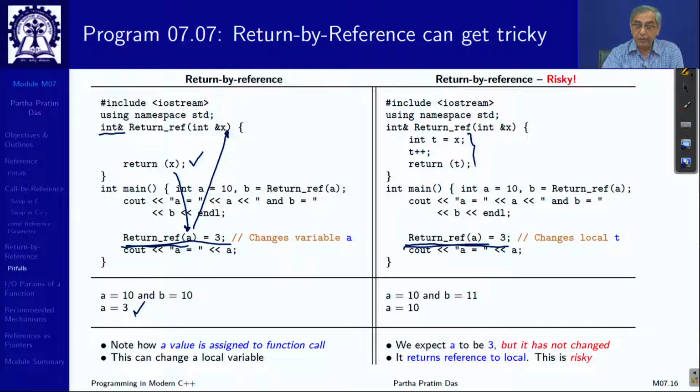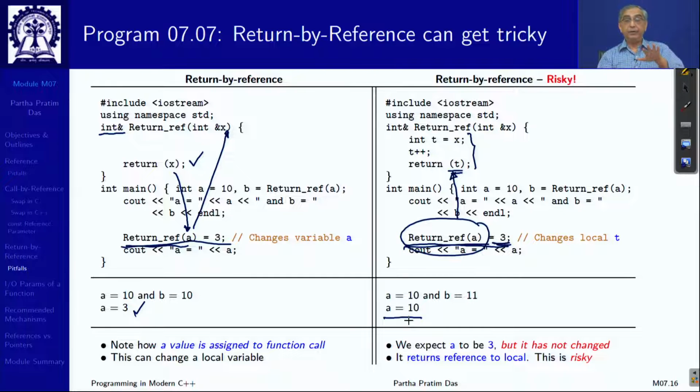Whereas, if I have used a temporary here and incremented that temporary, that is not very important, and I return that temporary, then this is a reference to this local variable t, which actually has no existence after the function has returned. So, it is actually dangerous, right. It can be very, very risky, and this assignment will be made to that temporary t which I have returned by reference. Therefore, A will not change and it will remain 10.